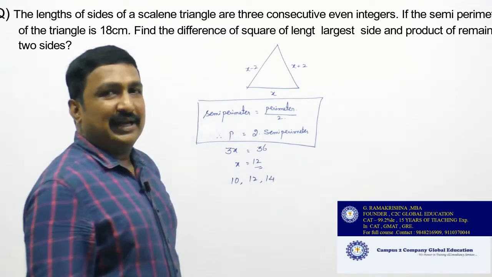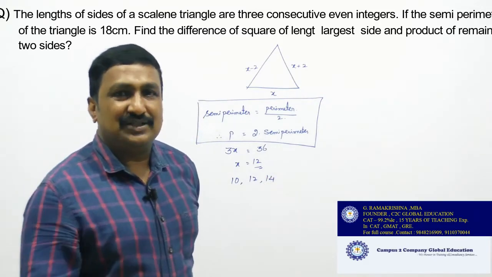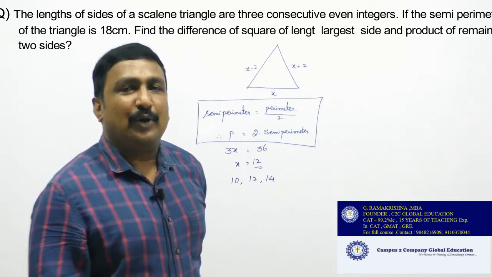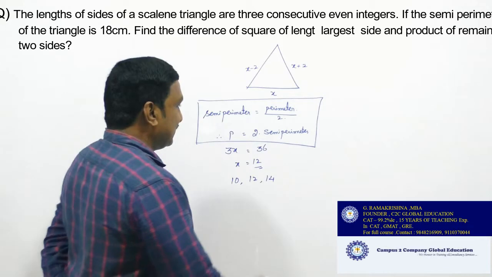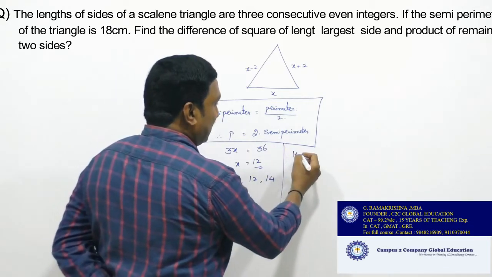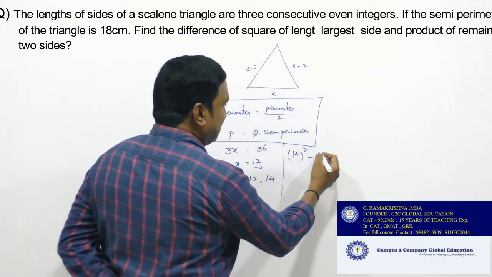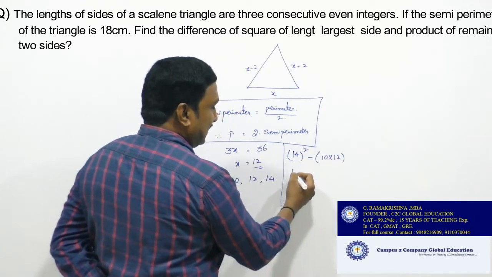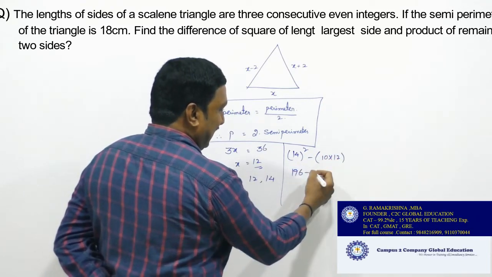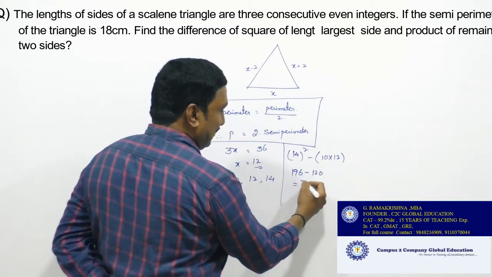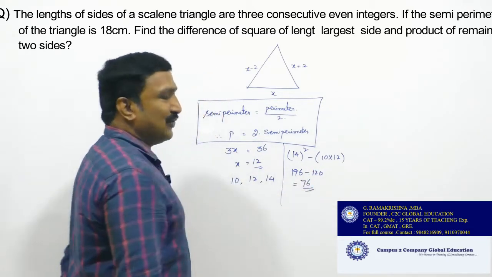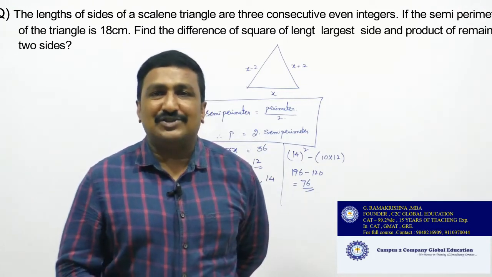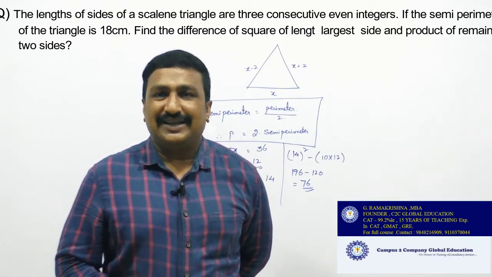Now what is the question they are asking? What is the difference of the square of the largest side and the product of the remaining two sides? So here I can write 14 square minus the product of the remaining two sides. So 14 square is equal to 196 minus 120, which is equal to how much will it come? 76 friends. Right? So like this we can solve the problems based on consecutive integers.